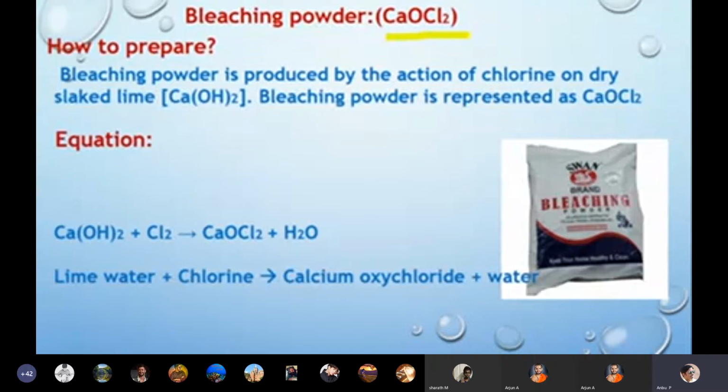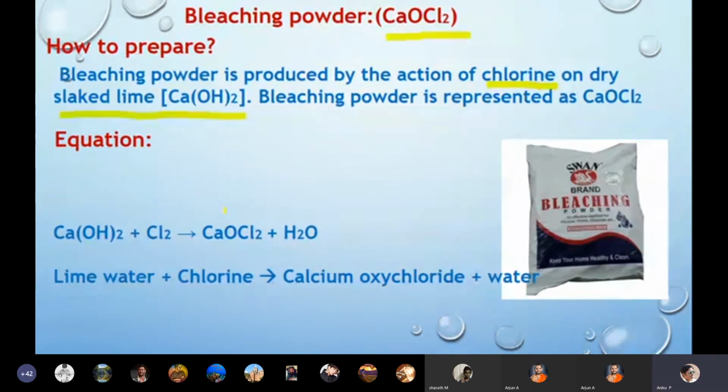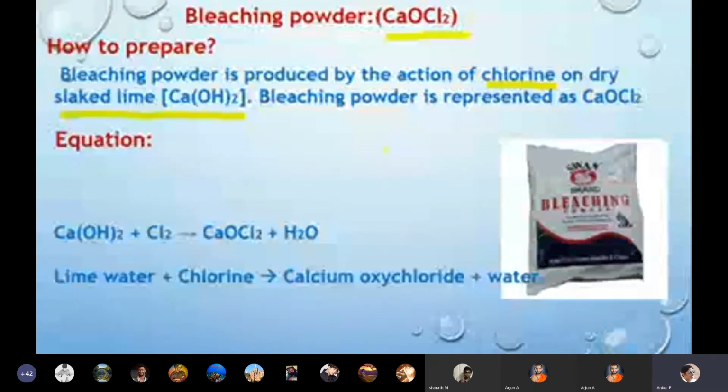The first thing is that the bleaching powder is produced by the action of chlorine. So the chlorine is obtained from the chloralkali process on a dry slaked lime. So slaked lime is nothing but a calcium hydroxide solution. Very simple. Pass the chlorine gas to the calcium hydroxide solution. Then this will turn into calcium oxychloride and also helps in the formation of water.